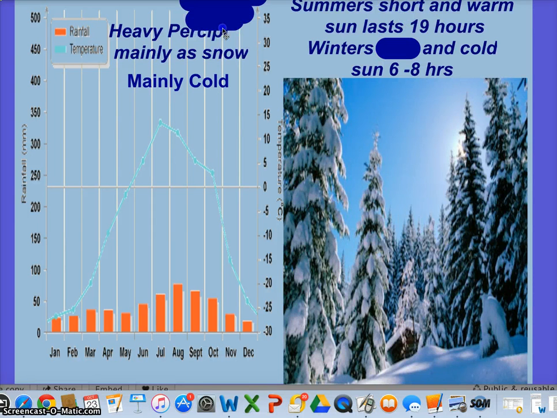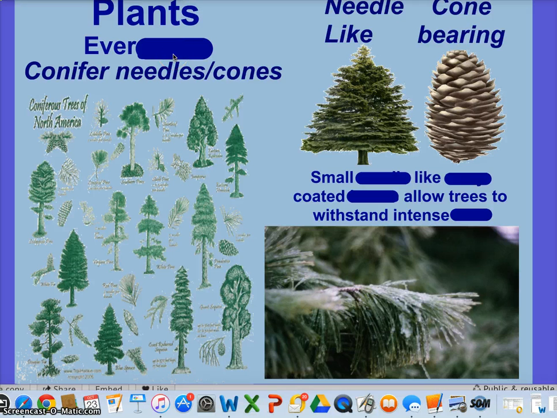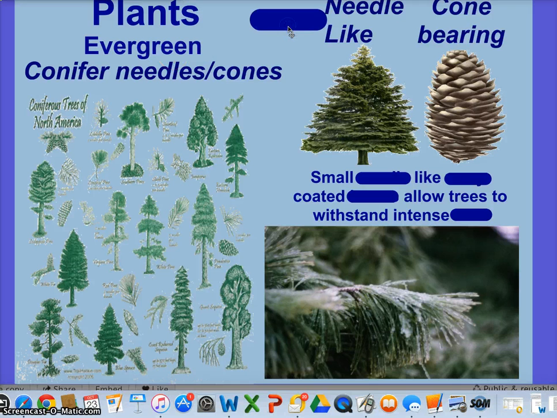They have summers that are short and pretty warm because the sun is out during that time for long periods of time, but the winters are really, really long and cold, and sunlight doesn't really penetrate very long, making it colder. So in the coniferous forest, the plants are green all year long. They're known as evergreen plants. They stay without shedding leaves the whole year.